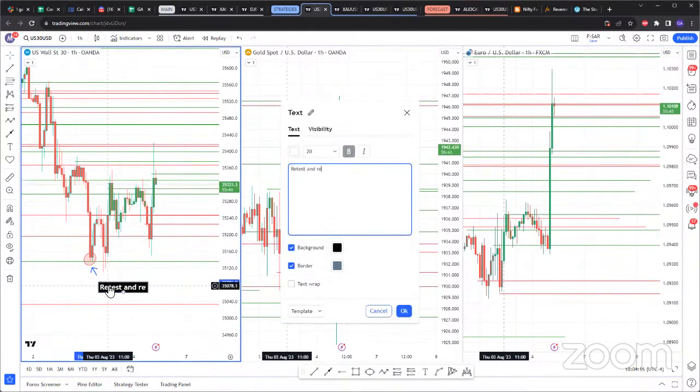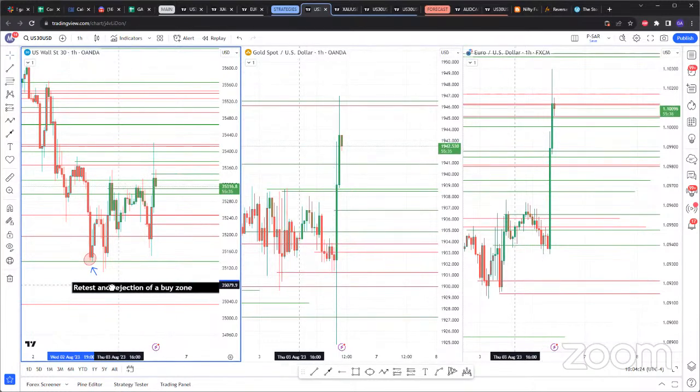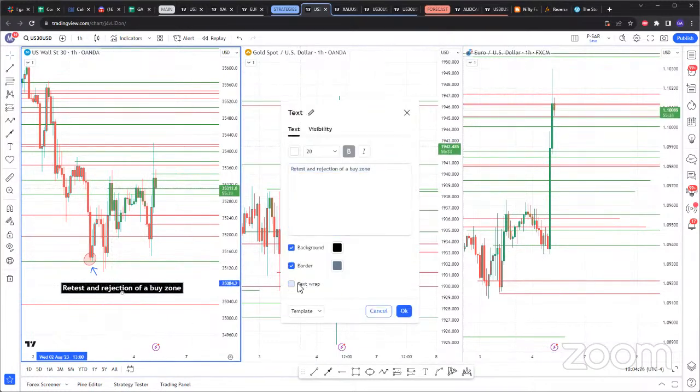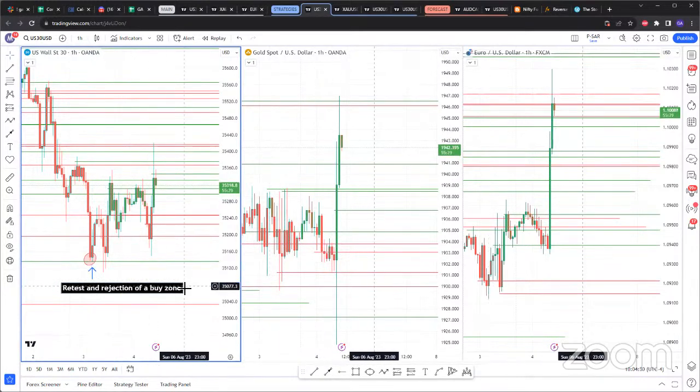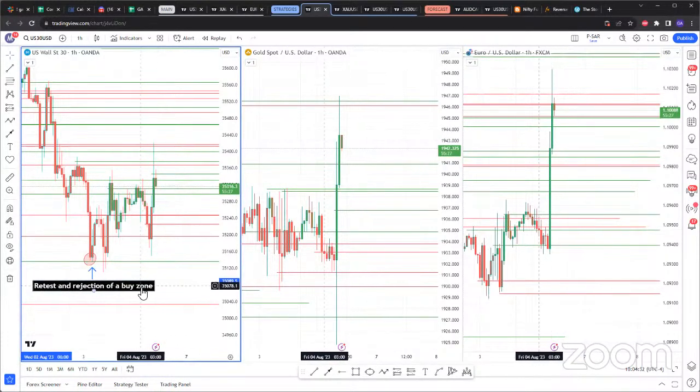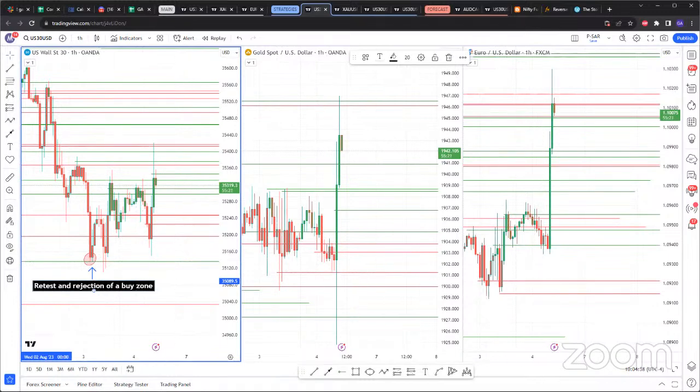Retests and rejection of a buy zone, right? So that's a retest and rejection of a buy zone. Let's see, try this. Yeah. So this is a retest and rejection of a buy zone right there. So that's an exact one. It happened here once, it happened here twice, right? Let me know if you guys have any questions.